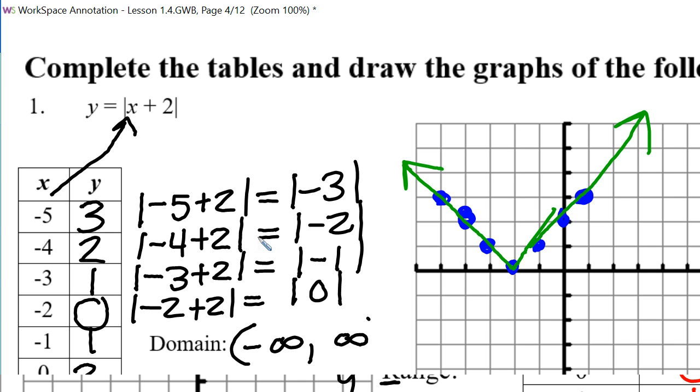Now for the range. Range, what does range mean? The Y value. So looking at the vertex, what is the Y value right here at the vertex? Be careful, what's the Y value here? Negative 2 is the X value, the Y value is 0, and it goes all the way up to what number? Infinity. What number goes first, 0 or infinity? 0, so it's going to be 0, comma, infinity.